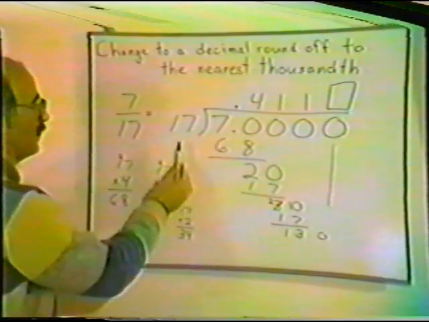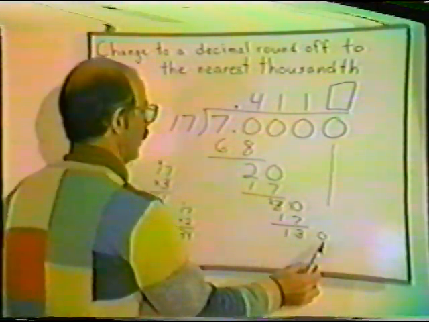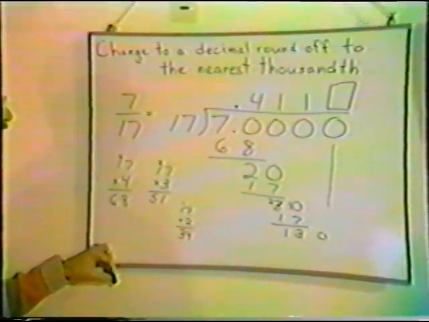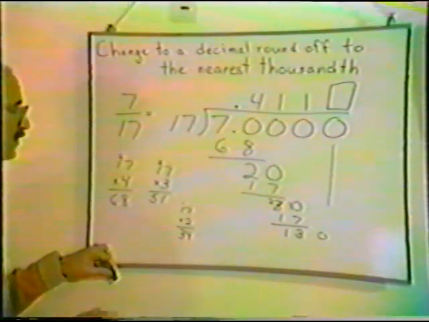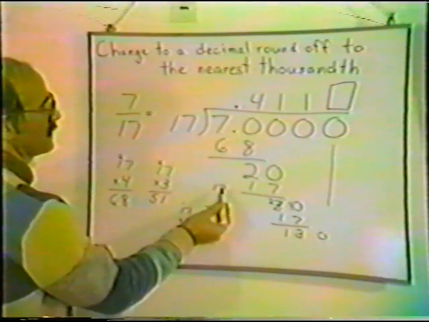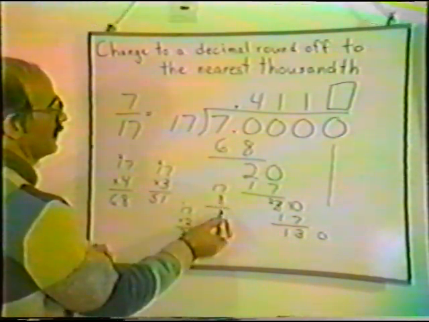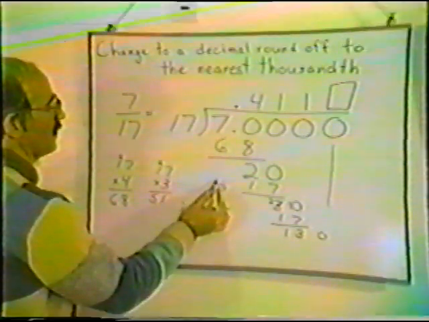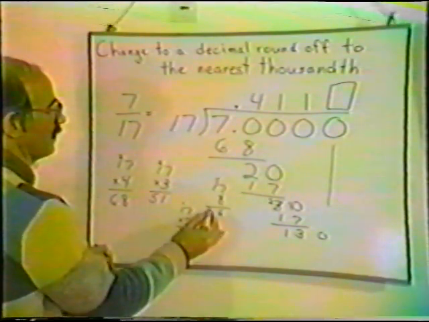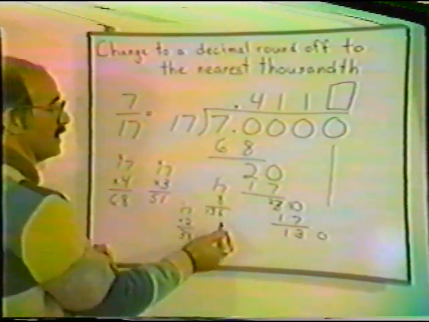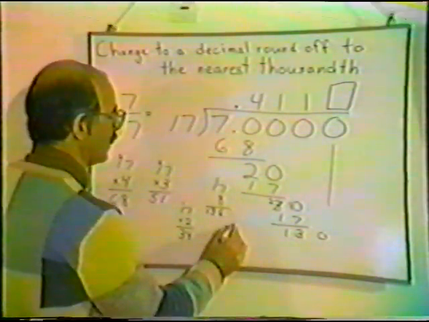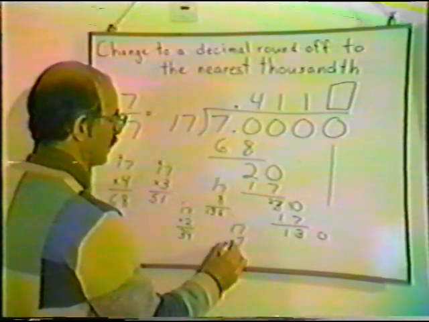This time we're doing 17 into 130. How many 17s do you think there might be in there? 8. Let's try 8. 17 times 8. 7 times 8 is? 56. Put down the 6, carry the 5. 1 times 8, 8, plus 5, 13. 136. Is that good for 130? No. We'd better try 17 times 7.